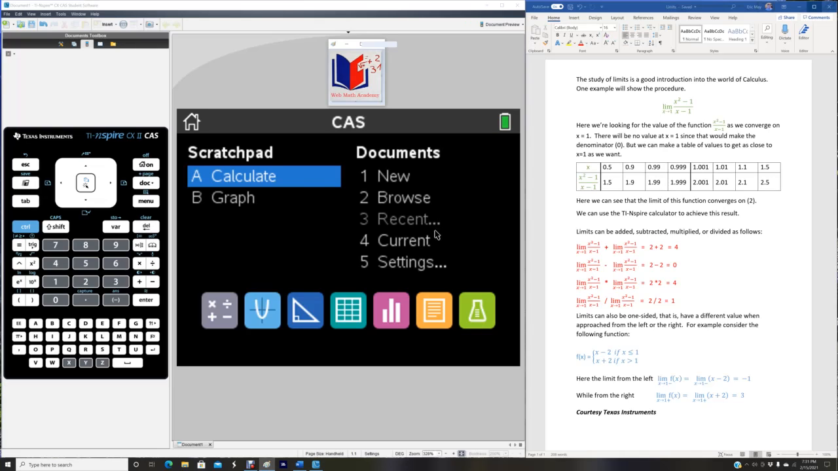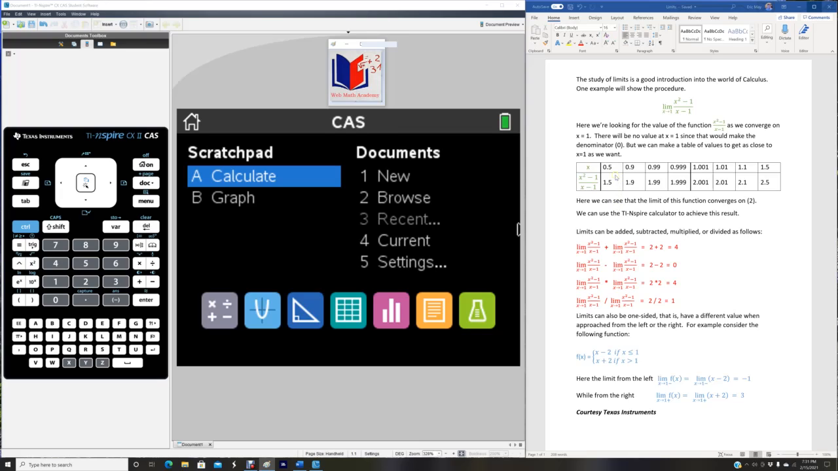Here we have the limit of the function (x squared minus 1) over (x minus 1), as x goes to 1. What that means is we're looking for the value of this function as we converge on x equals 1. Now we should note that there actually is no value right at x equals 1, since that would make the denominator 0. But we can make a table of values to get as close to x equals 1 as we want. And I have a table like that right down here.